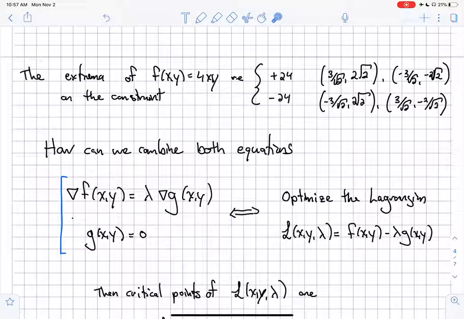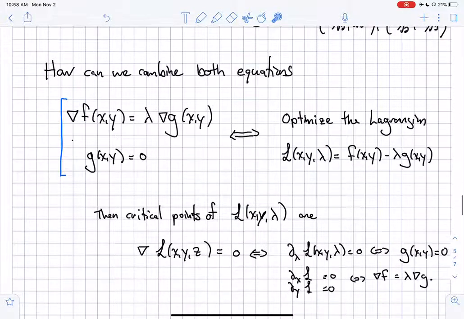So what is the Lagrangian? It's the function that you want to optimize minus lambda, the Lagrange multiplier, times the constraint. Okay? The two are equivalent. Why? Because if I optimize the Lagrangian here, so what do I want when I want to find the extrema? First thing I want to do is find the critical points. That means the gradient of that function is 0. So the gradient of that function has three derivatives. The derivative in lambda only appears here. That gives you this equation that g(x,y) is equal to 0. That's what I did here.